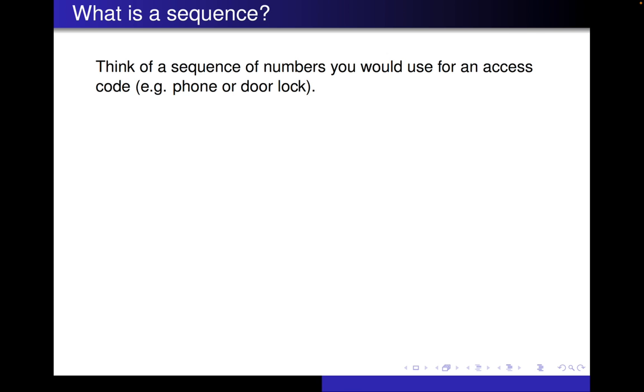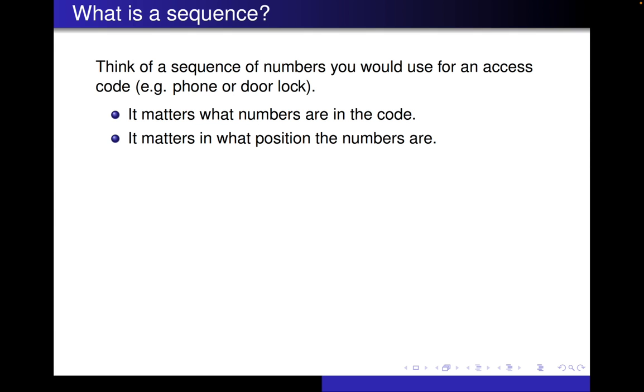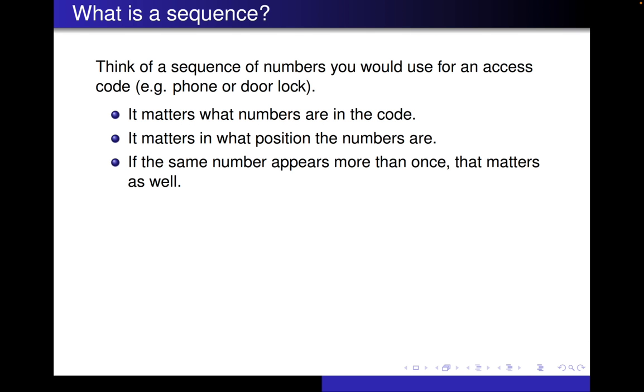So first of all, what is a sequence? Well, let's think about some circumstances where we use the word sequence in real life. So think of a sequence of numbers that you'd use for, say, an access code, like for your phone or for your door lock. So what are the things that matter in the numbers that you use in a code like that? Well, it matters what numbers are in the code, for sure. It matters what position the numbers are in, right? So if you have the same numbers in different positions, it won't be the same code. And then actually, if the same number appears more than once, that matters as well. That's different than the same numbers, but none of them appearing more than once.